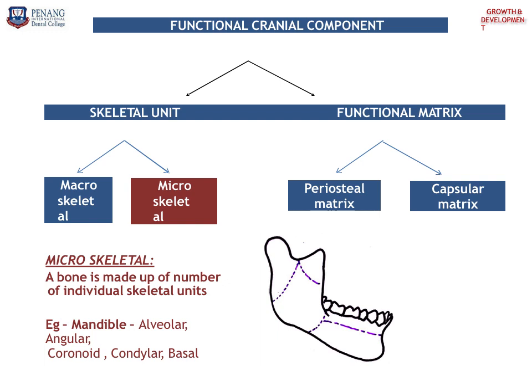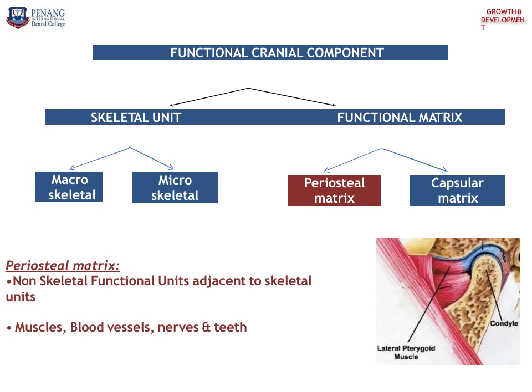So a number of microskeletal units make up one macroskeletal, and lots of macroskeletals, that means mandible, maxilla, they make up one skeletal unit. So when we move on to the functional matrix, there are two types of matrices. You have periosteal matrix and capsular matrix. So your periosteal matrix would be, if you look at this picture, surrounding any skeletal unit, that means condyle, you have a number of muscles, blood vessels, and nerves. So the non-skeletal part immediately adjacent to a skeletal unit will be called a periosteal matrix.